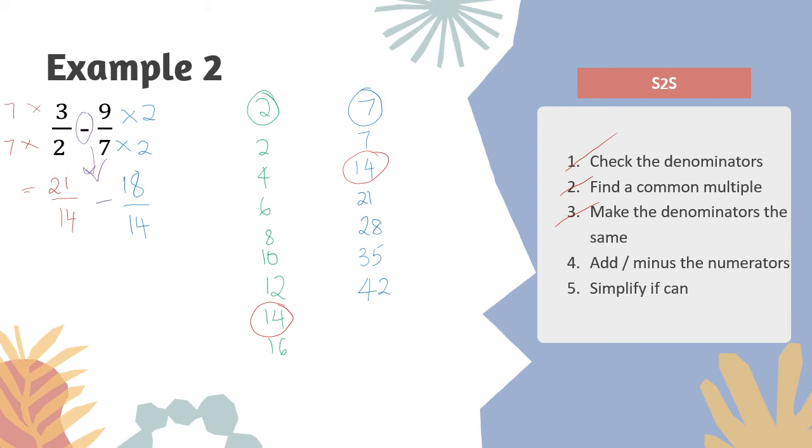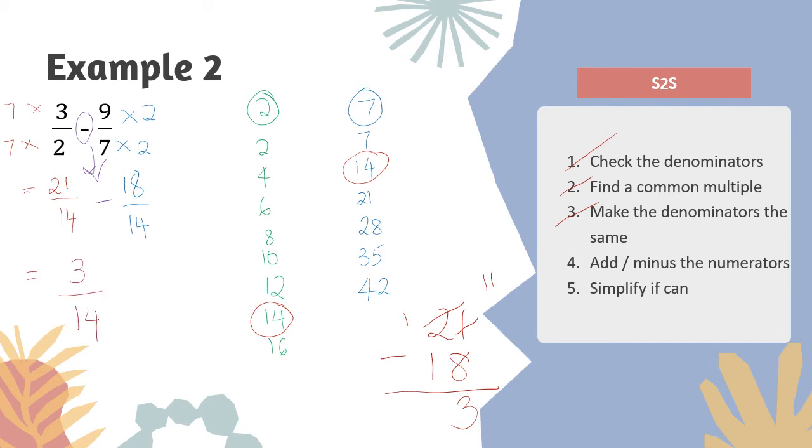Next, the denominators are already the same, 14 and 14. Now you can minus the numerators. So let's just do a side calculation on this one. 21 minus 18. This becomes 11 and this becomes 1. 11 minus 8 gives us 3. So we have 3 out of 14.